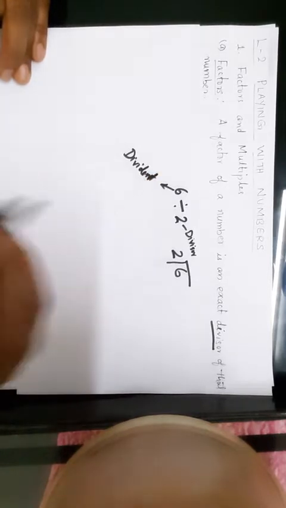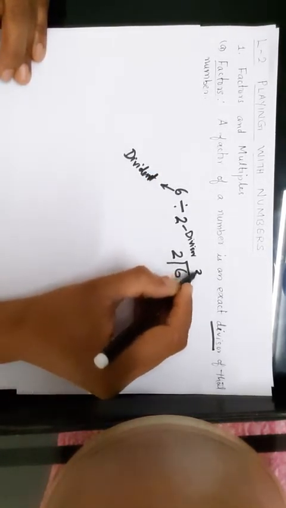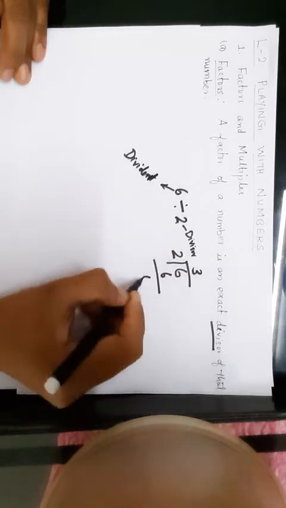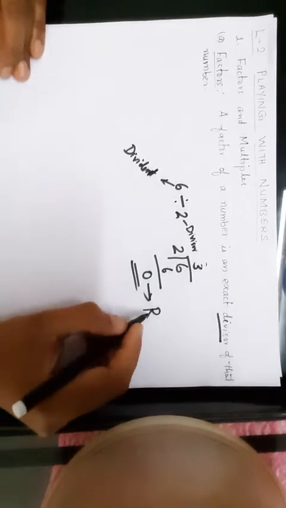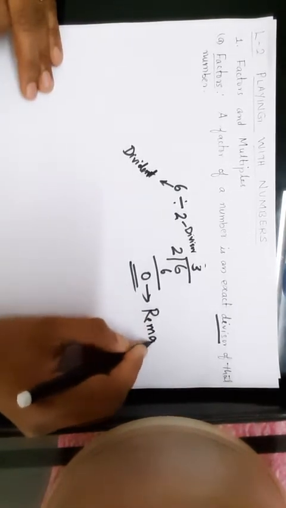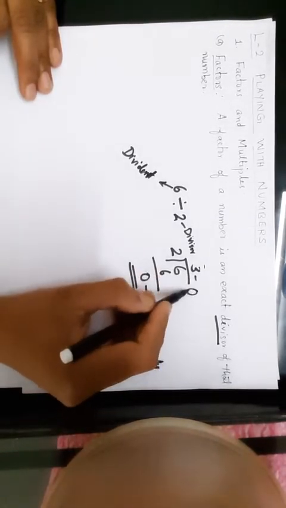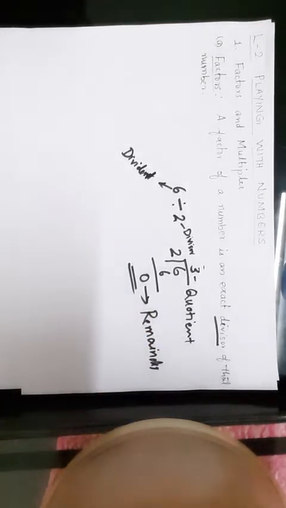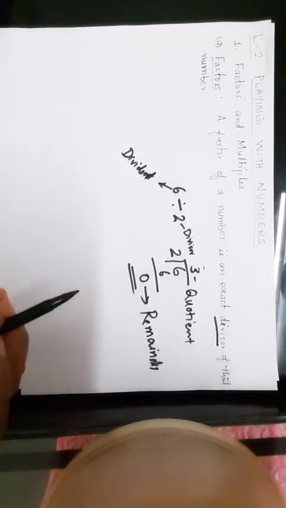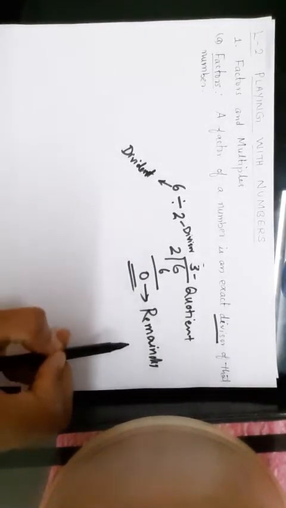Now, when we are dividing, how many times is 2 in 6? 3 times. 3 twos are 6. This is called the remainder, and this is called the quotient. So these are the 4 terms we use in division: dividend, divisor, quotient and remainder.